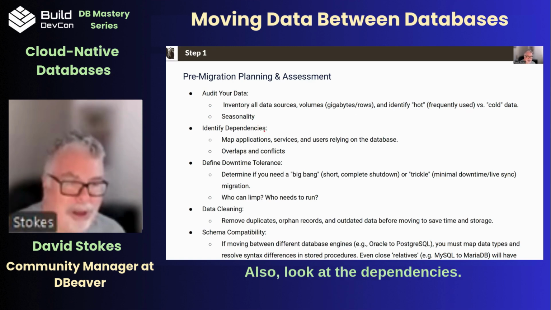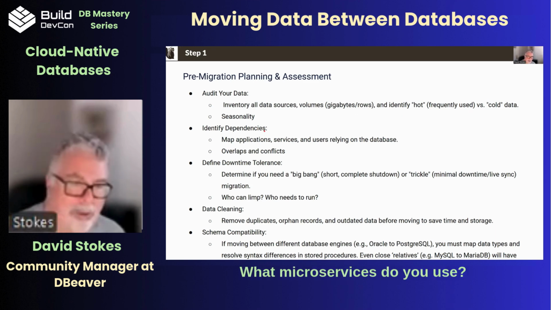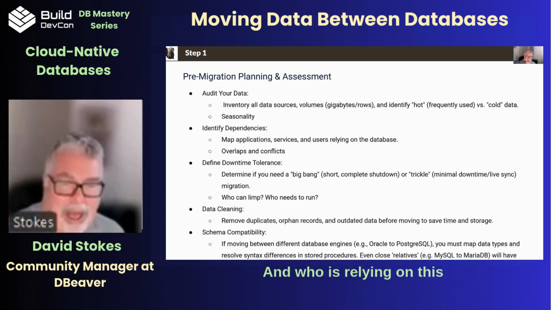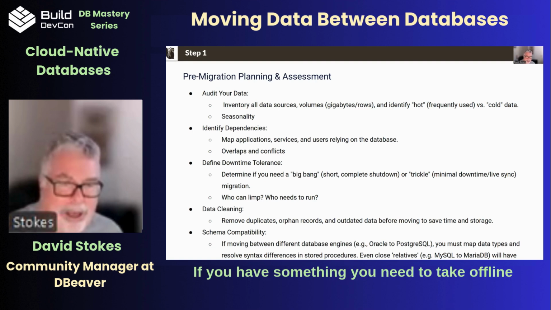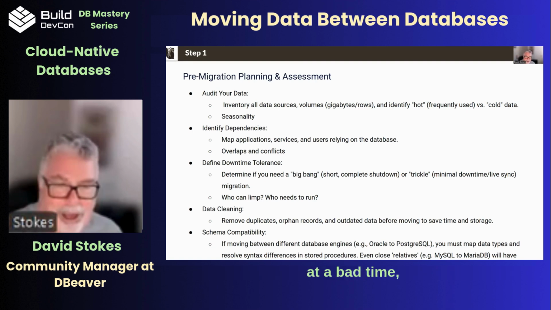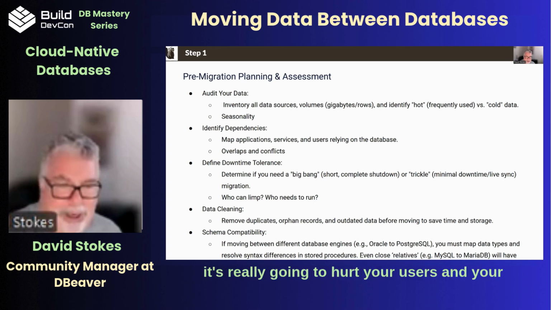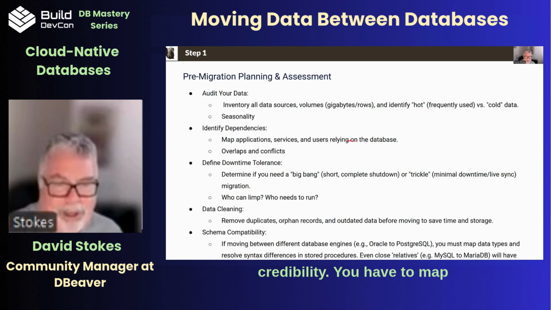Also, look at the dependencies. What applications use this data? When do they do that? What microservices do you use? And who is relying on this database and when? If you have something you need to take offline at a bad time, it's really going to hurt your users and your credibility. You have to find out what's being used, who's using it, and when.